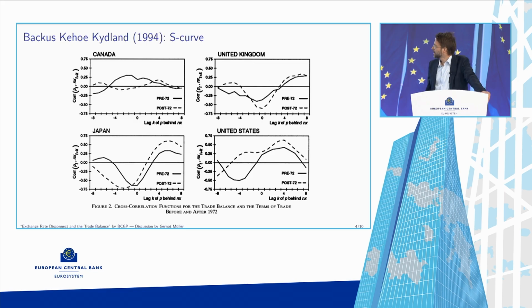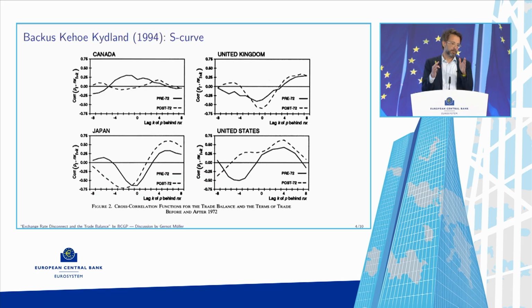This is where I started with Giancarlo working on international macro some 25 years ago. They try to establish what they call the S-curve as a stylized fact, and they look at the terms of trade, which in this model is the same as the real exchange rate. And indeed, they show that for all countries they consider, you have this S-curve pattern. So the contemporaneous correlation is negative or 0 for the US, mildly positive, just like in the figure I showed you. And then you go forward in time and that correlation turns positive.